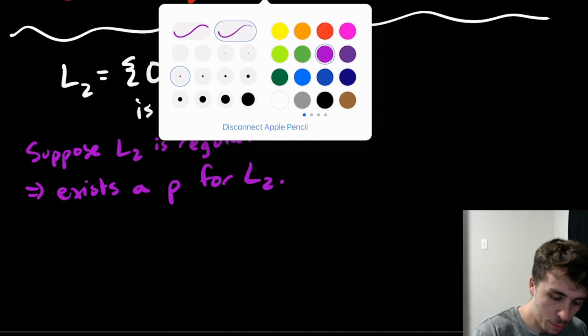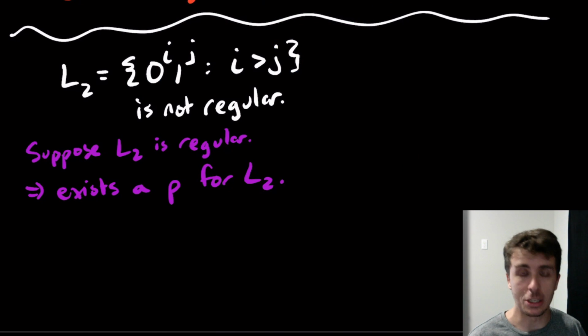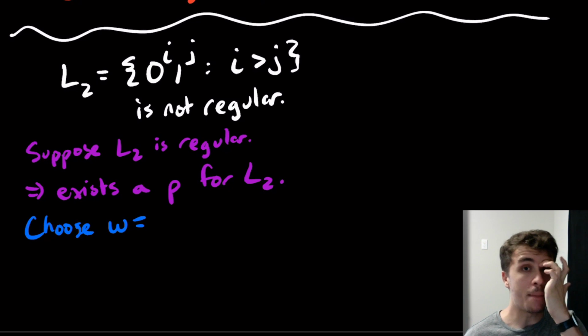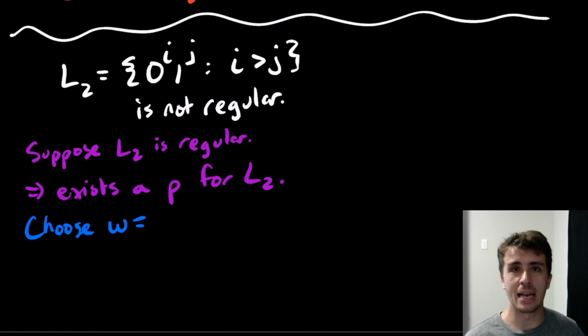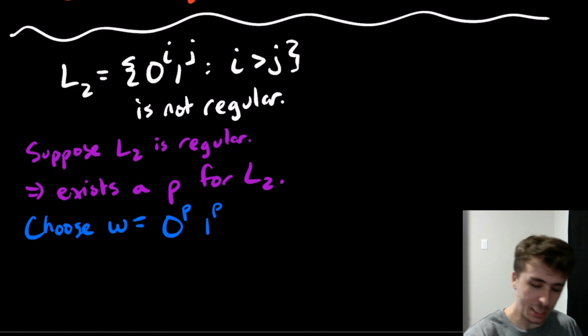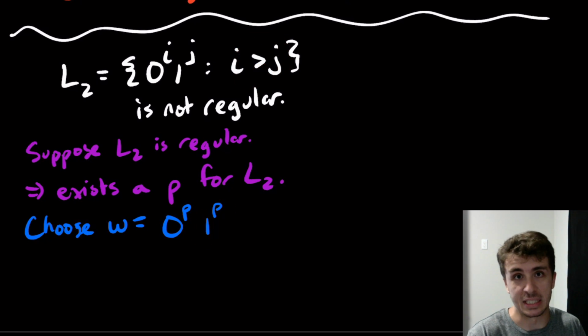Okay, so now the important part is, again, picking a string. Let's pick a string W. Again, we've got to pick a string that's in the language and has length at least P. Well, I can't pick 0 to the P, 1 to the P here, because the number of zeros is not strictly bigger than the number of ones. In fact, it's the same.